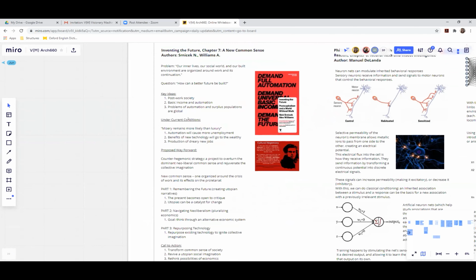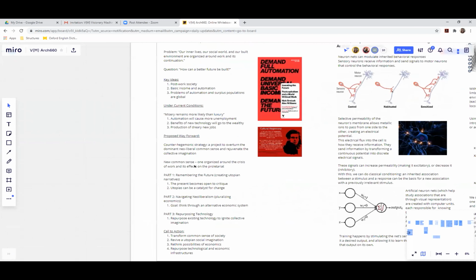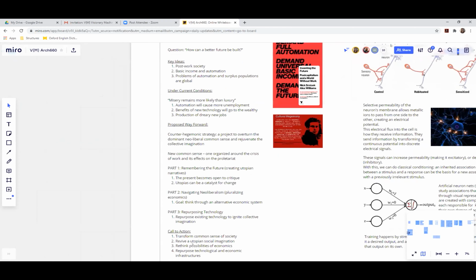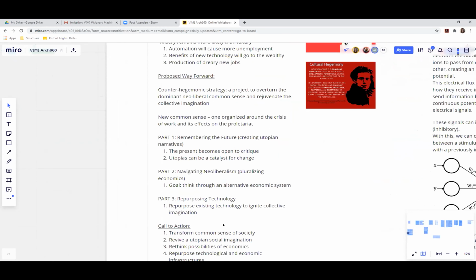And the proposed way forward was this counter-hegemonic strategy, a project to overturn the dominant neoliberal common sense and rejuvenate the collective imagination. So there were three parts. One was about utopian narratives, how utopias can be a catalyst for change. A second about rethinking the economic system, and the third about repurposing technology. So how we can repurpose existing technology, igniting new collective imagination.